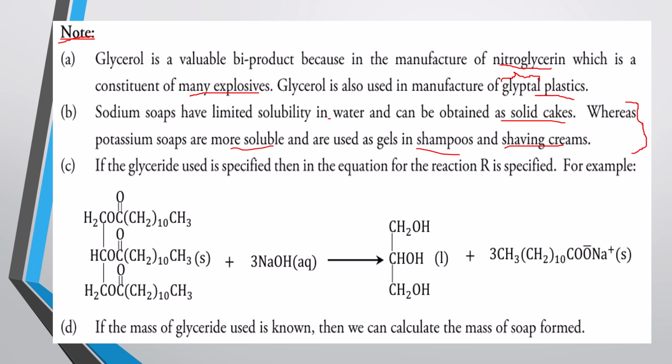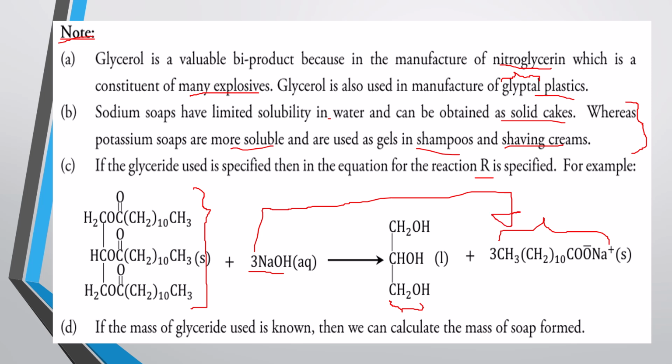Going to the parts, if the glyceride used is specified, then the equation for the reaction is going to be specified by R. For example, assuming that this is your glyceride, it always combines with 3 molecules of sodium hydroxide. The first product you get before getting soap is glycerol, and then later soap is going to precipitate out slowly. But you should note that you have 3 molecules of sodium hydroxide giving you 3 molecules of our soap, our long chain sodium carboxylate.